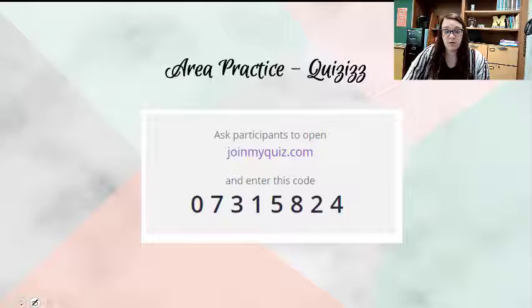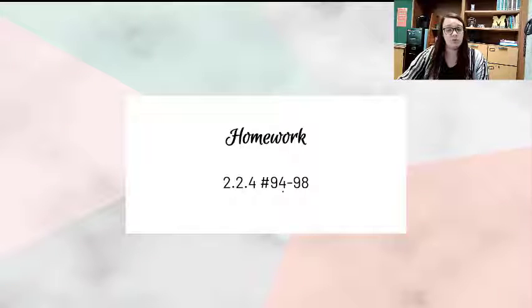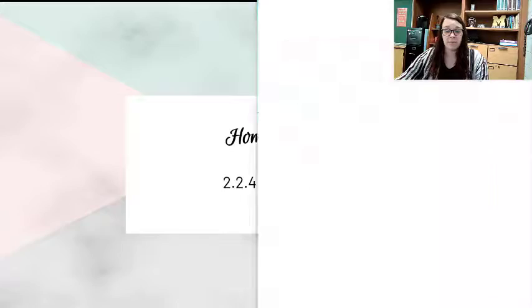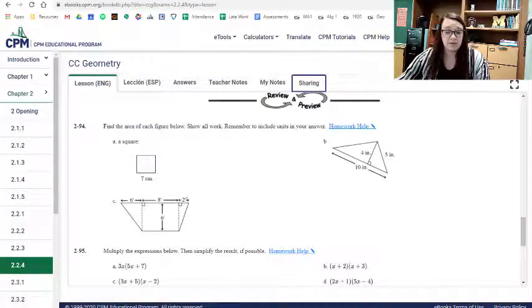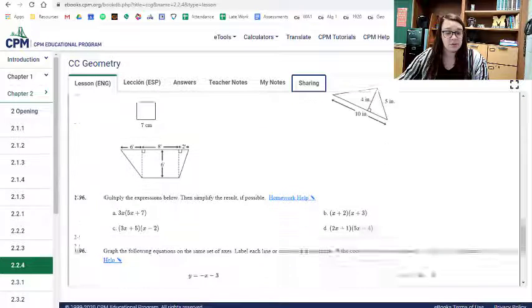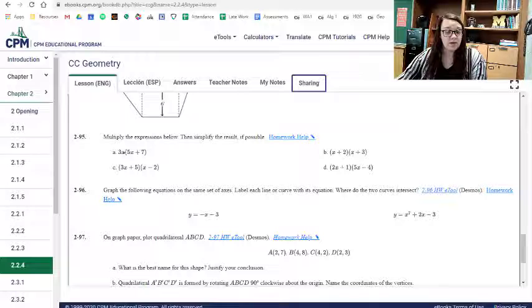Otherwise, I'm going to move forward and show you your assignment, which is in section 2.2.4, numbers 94 through 98. Let's see what it looks like. Go down to the review preview. Number 94 has three problems where it's wanting you to find the area of each. Make sure to use the units it tells you. The next one is looking at multiplying expressions. This one you'll distribute. Then there's a box or FOIL method for the next three.